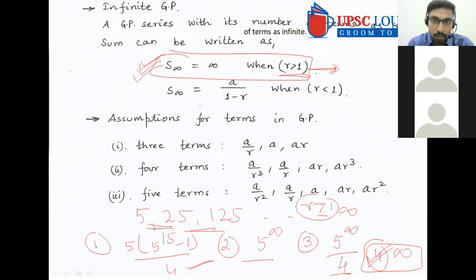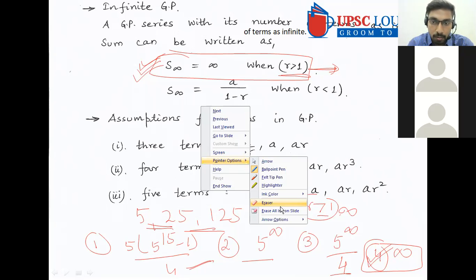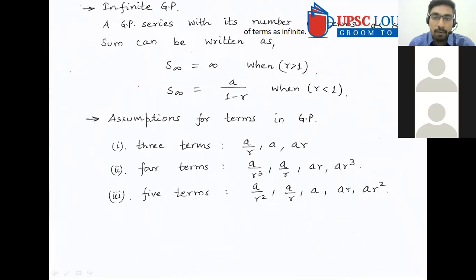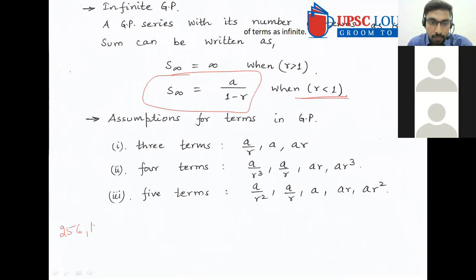But again, we'll see one more question here. The sum will be a upon 1 minus r if the value of r is less than 1. So how will it be possible? Just see here. Suppose any sequence is like 256, 128, then 64, after that 32 and so on.